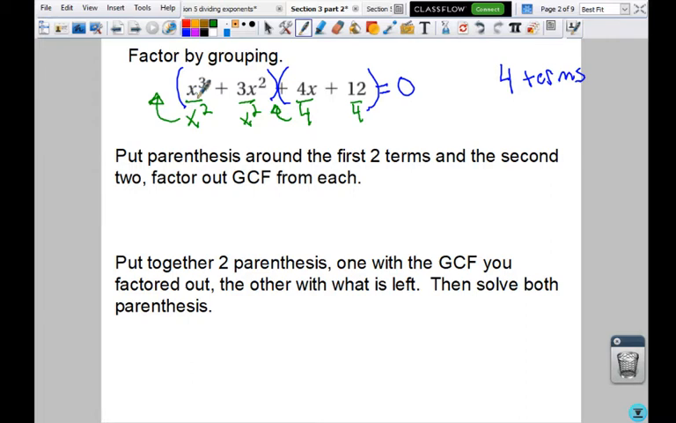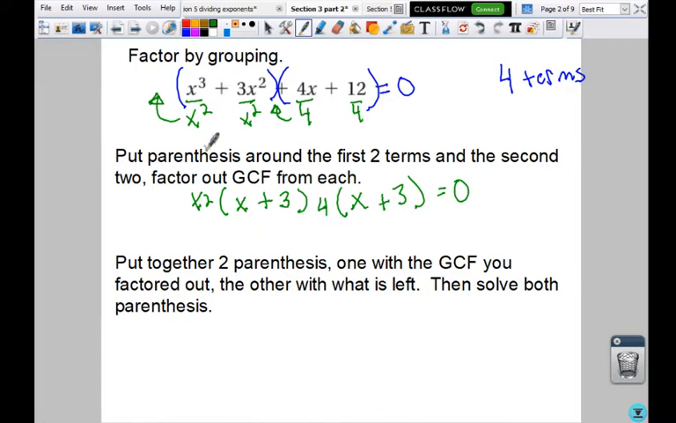And then on the inside, it's kind of like dividing. So I took out this x squared, right? And then what I have left inside, x to the third over x squared is just x, plus 3x squared over x squared. X squared cancels out, and I just got a 3. I took a 4 out of the second parenthesis. And I've got 4x over 4 is just x, plus 12 over 4 is 3. I factored that out, so I got a 0. I thought equals 0 at the end.